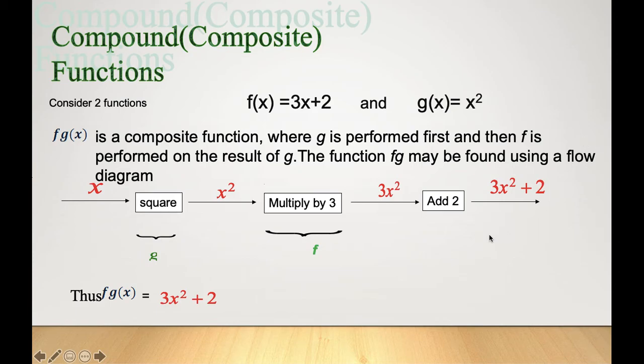Composite functions consist of simpler functions. Here f of x consists of two simpler functions, right? What are the two simpler functions? Multiply by 3 and add 2. Those are the two simpler functions that make up the function f of x. For this composite function, g is performed first and then f is performed on the result of g. That's how you illustrate it with the flow diagram.